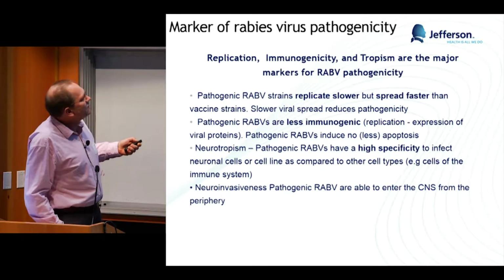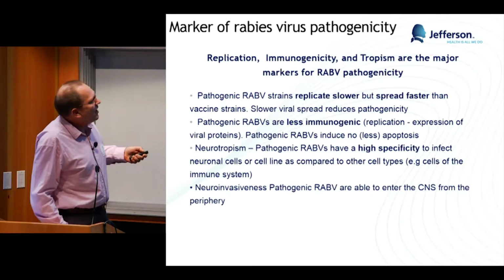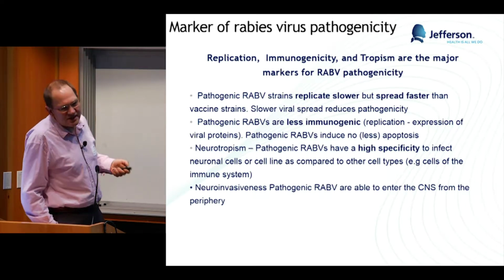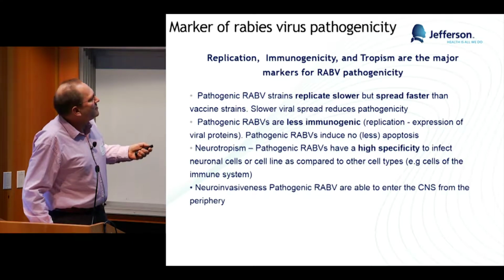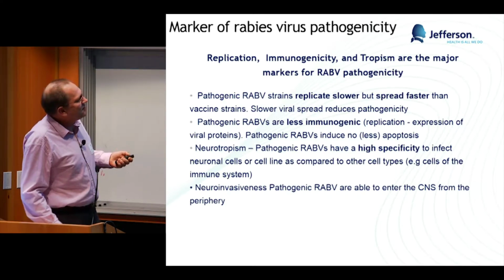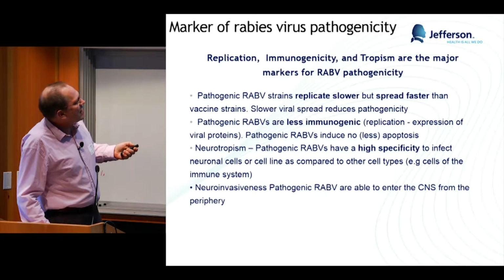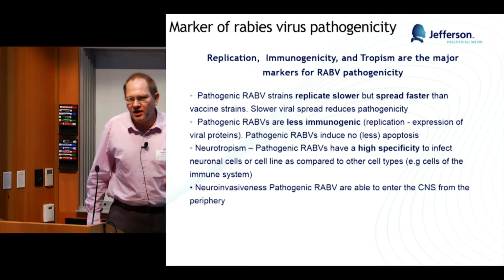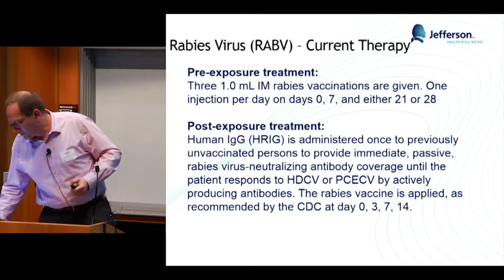Then we have 2 things which are also important: neurotropism. Pathogenic rabies viruses have a high specificity to infect neuronal cells and no other cells, which makes sense. And then neuroinvasiveness. This is the ability of a virus to enter the CNS. The strange thing is all these bad viruses are not really neurotropic, but they're highly neuroinvasive, and we have no clue how that works. So there's still a lot of research to do.